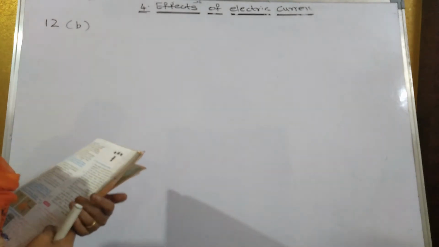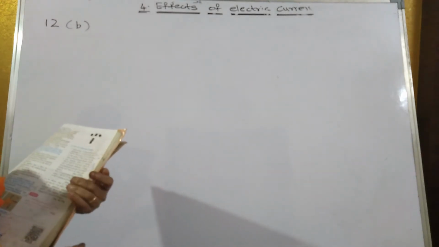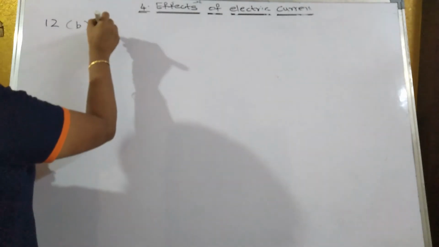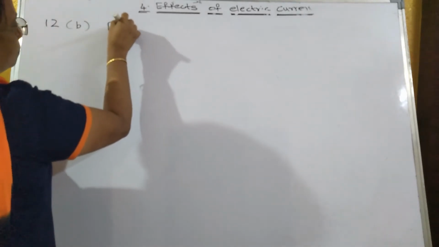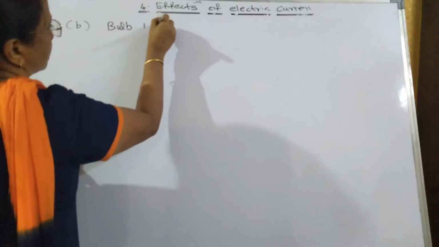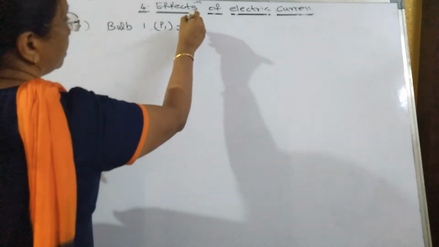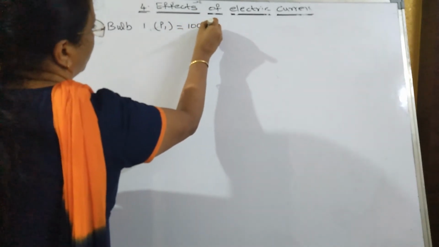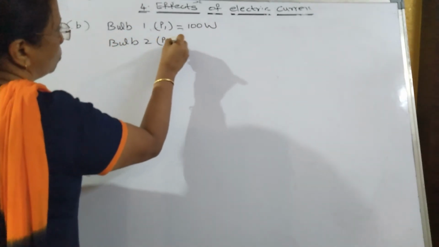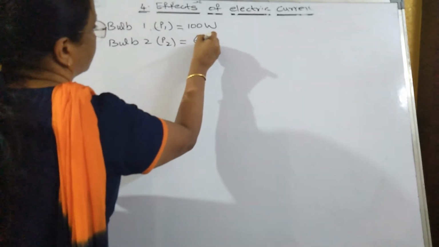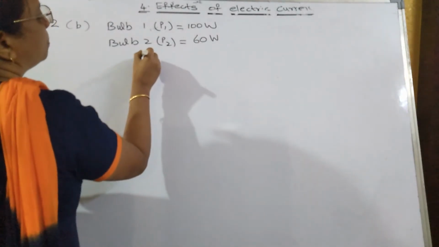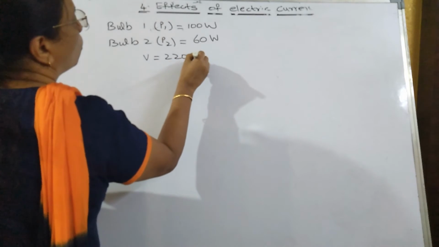Now second one, B part. Two tungsten bulbs of wattage 100 watts and 60 watt power are used. Let us take bulb 1 as P1, that is equal to 100 watt, and bulb 2 as P2, that is equal to 60 watt. Now in both of these, the same potential difference is applied, that is 220. So V is equal to 220 volt.